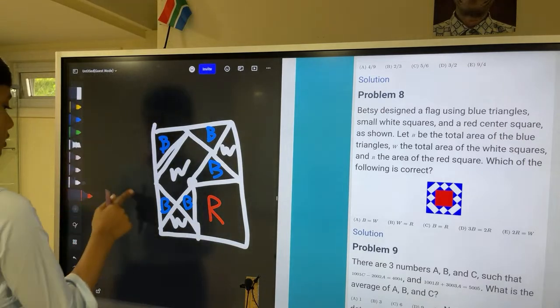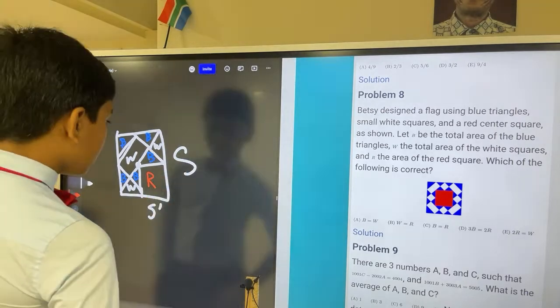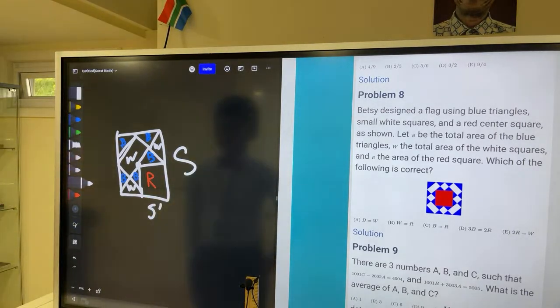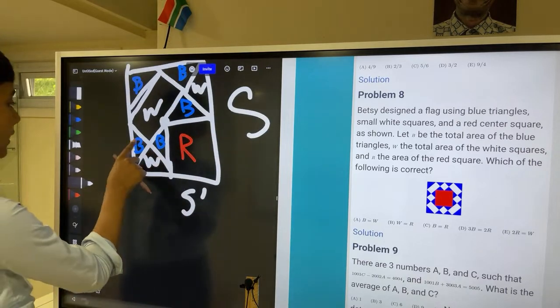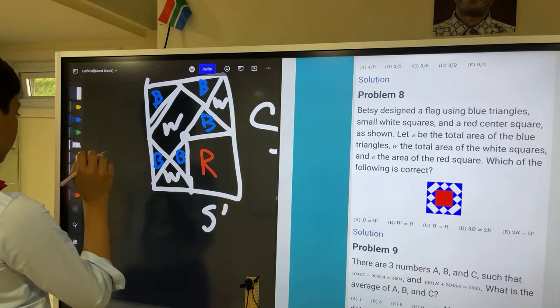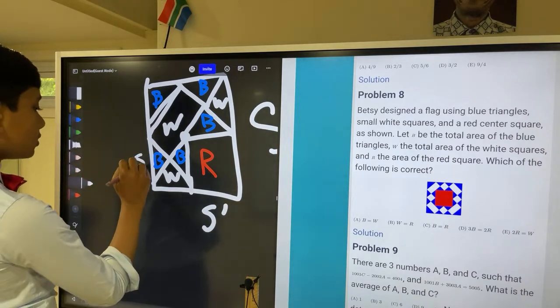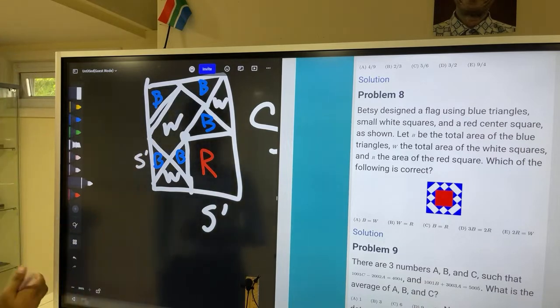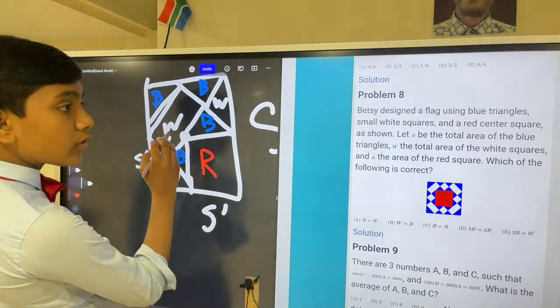Alright, so then what can we say? We can say this is S prime and the whole thing is S. So then the length of this becomes S prime. Oh god, it's too thick, way too thick in fact. So this is S prime. Then this is S prime over root 2.